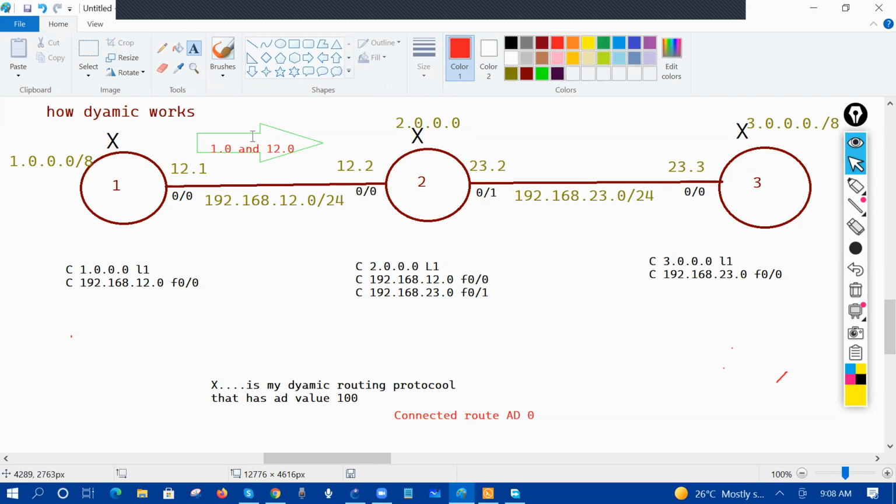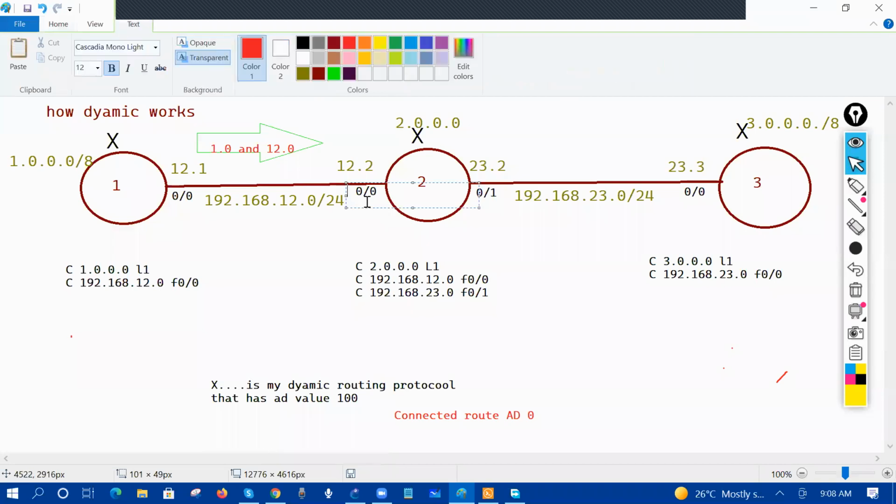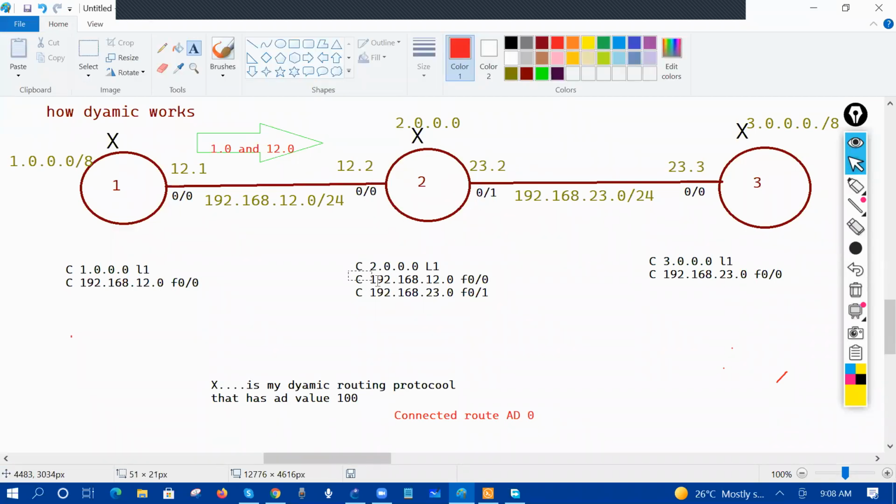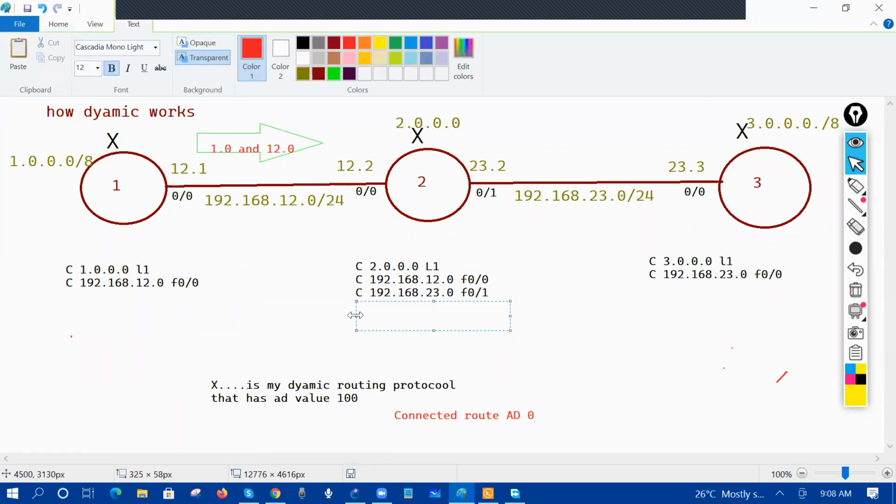Once R2 receives this information on this particular interface, what will it do? R2 says, hey, I already have 12.0 as a directly connected route. C means directly connected, right? So I'm not going to install the 12.0 information because I already have a best path. I will install X 1.0.0.0 with the next hop 12.1, learned on the 0/0 interface, and I'll put some metric value. Don't worry about the metric; I'll explain the metric concept later.